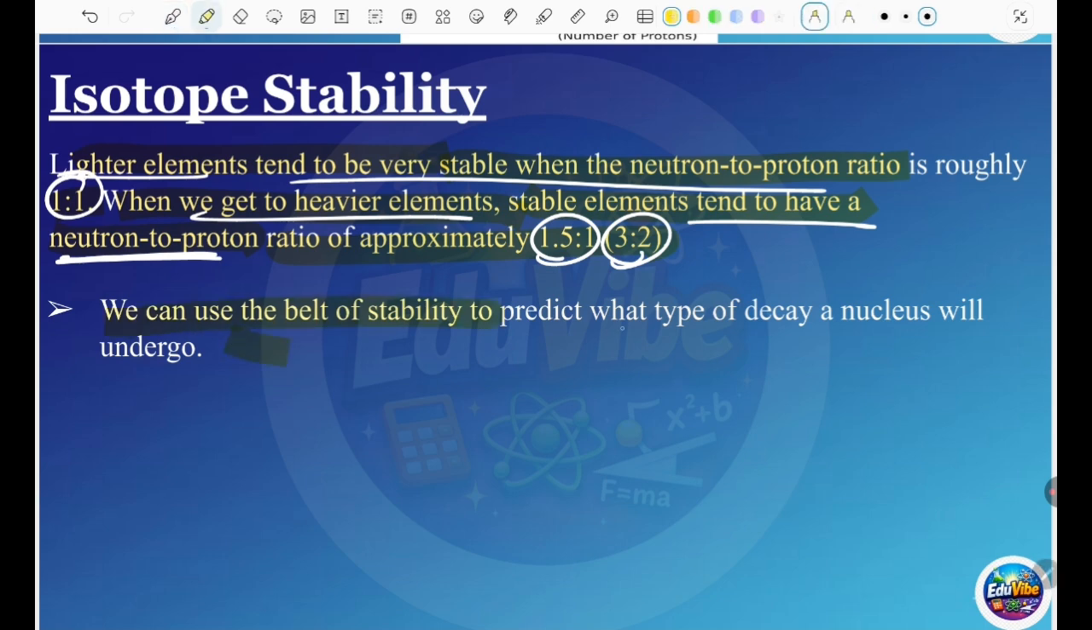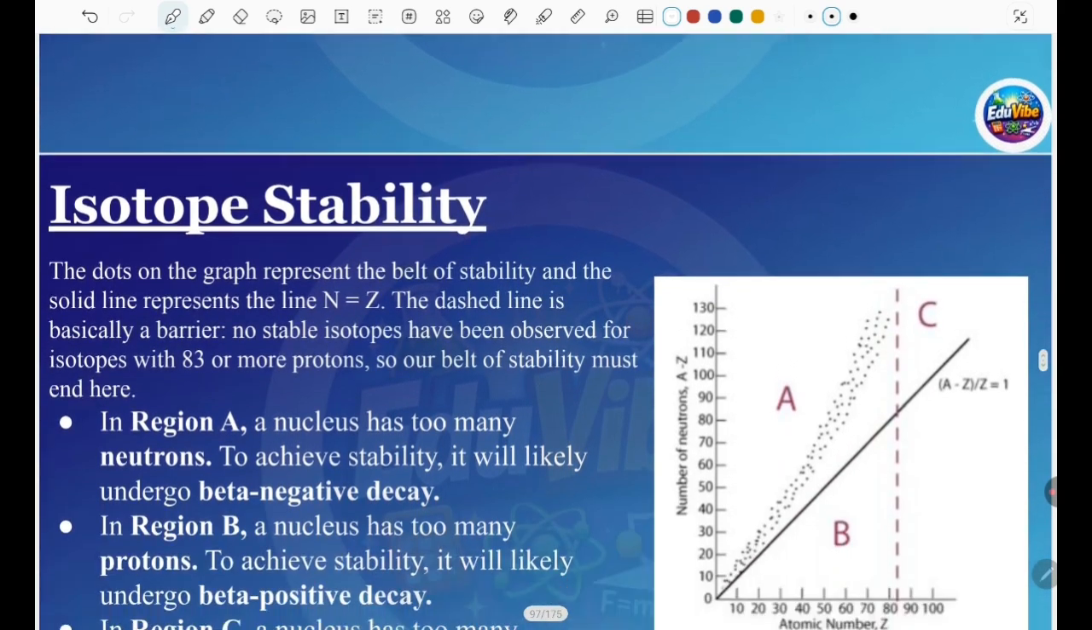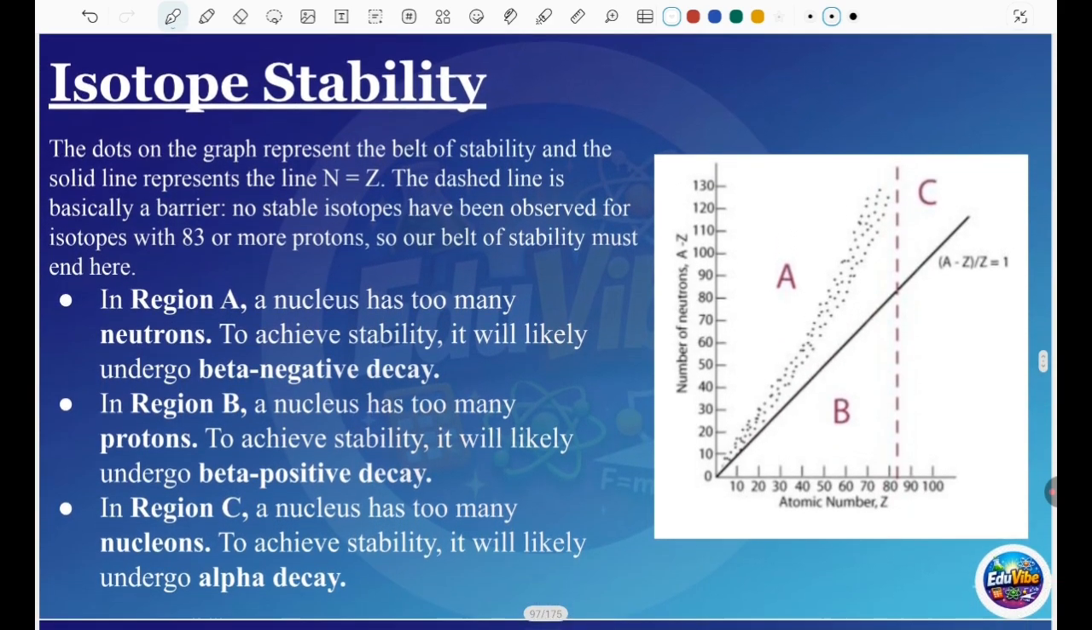We will use the belt of stability to predict what type of decay a nucleus will undergo, in the heavier or lighter particles. What is the belt of stability? This graph is for isotope stability, also called the belt of stability. This graph tells us which element undergoes which decay, alpha decay, gamma decay, and so on. The dots on the graph represent the belt of stability.